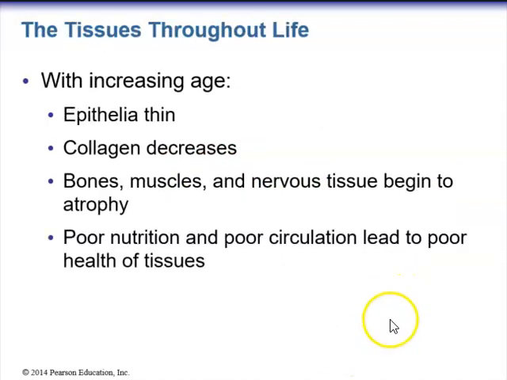With increasing age, we know that we have a thinning of the epithelia. The amount of collagen that is produced decreases. Bones, muscles, and nervous tissue will begin to atrophy. And as we get older, older patients tend to have poor nutrition and poor circulation, which then will lead to poor health of tissues. So we know that all of this occurs when we get older.